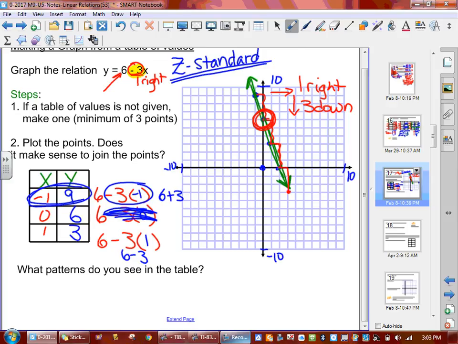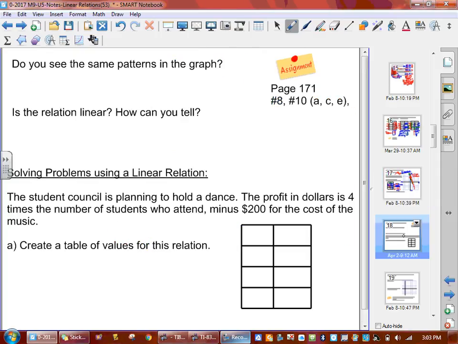All right, let's take a look at the next 2 examples. So did we see patterns in the graph? Yes, we did. So it had the same slope. 1 right, 3 down. Okay, it had the same slope. You might want to call it a pattern, the same pattern or slope. Okay, 1 right, 3 down. Is it linear? Yes, because the points formed a straight line.